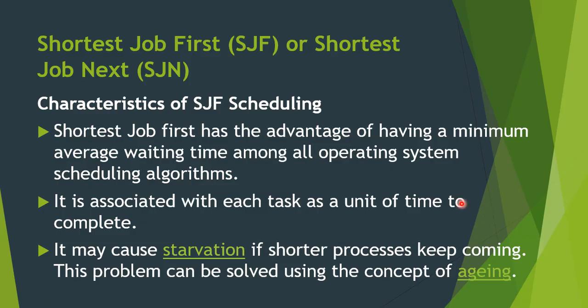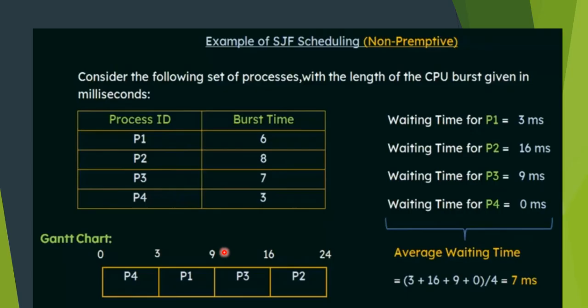It's associated with each task as a unit of time to complete, and it may cause starvation if shorter processes keep coming. So it also has a challenge. If processes that have shorter burst times keep coming, it can bring about what we call starvation. Others will wait for a very long time, though they may have come in early, but if others of shorter burst times come in, they have to wait, which becomes a problem. Let's look at this example here.